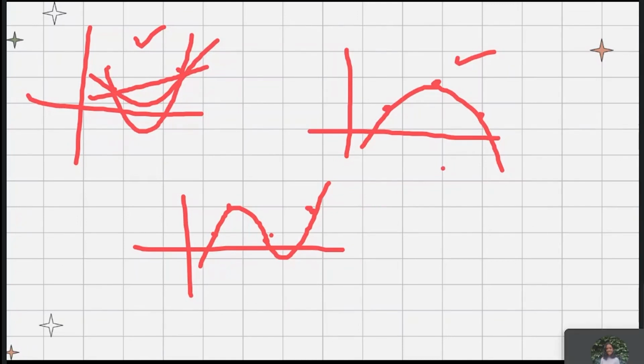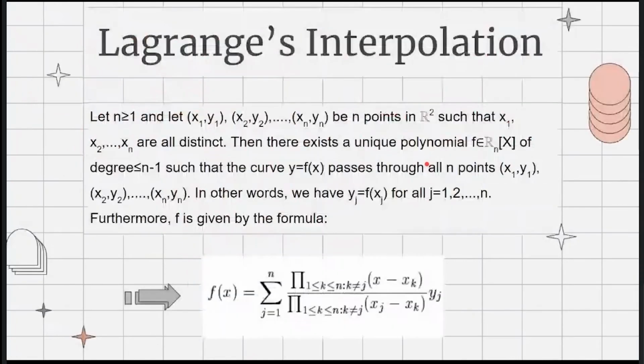But now, say in general we have n points, how do we come up with a polynomial of degree n minus 1, right? And that is where Lagrange's interpolation formula comes into the picture.